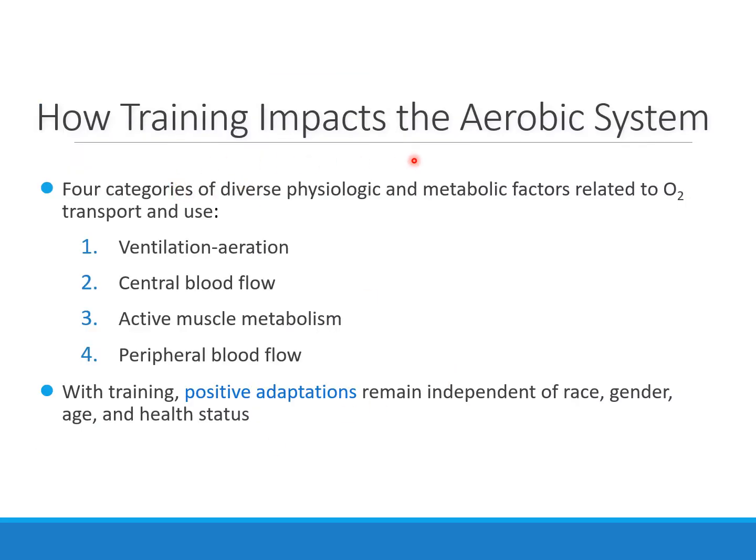So how does training impact the aerobic system? We just talked about the anaerobic system and some of the adaptations that happen. Now what happens to the aerobic system? There are 4 categories of diverse physiologic and metabolic factors related to oxygen transport and use. 1 is ventilation aeration, 2 is central blood flow, 3 is active muscle metabolism, and 4 is peripheral blood flow. So with training, we see positive adaptations to these 4 categories, and that doesn't matter of your race, gender, age, or health status. So if you're doing a little bit of aerobic training, you will see improvements here.